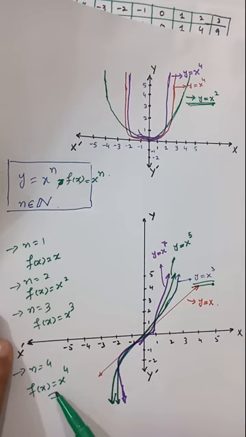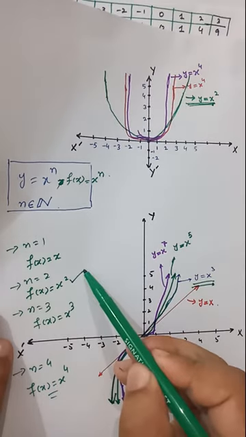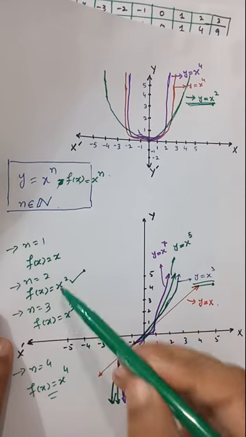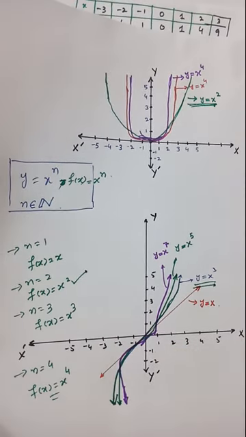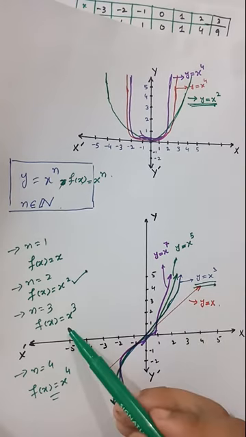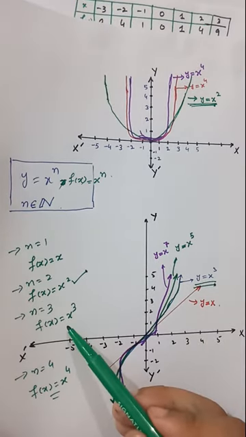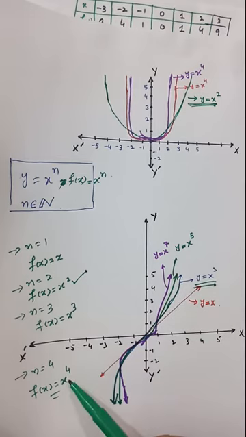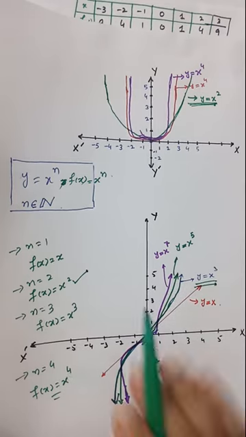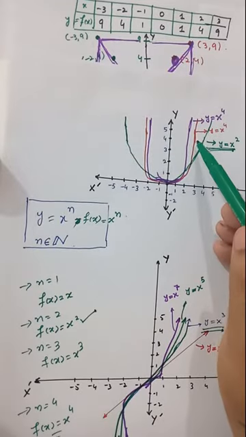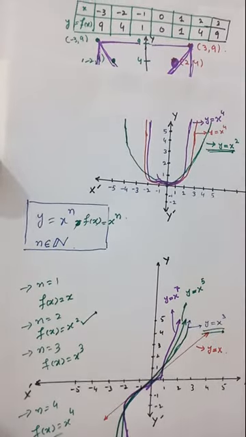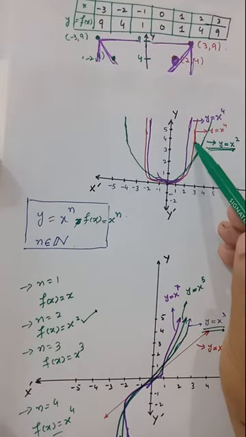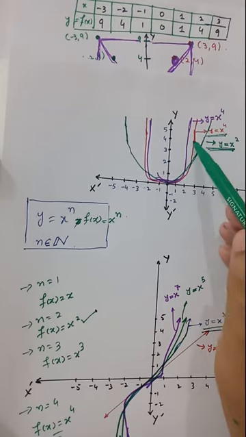So the shape of this will be the same as the shape of f(x) = x^2. That means when n is even and greater than or equal to 2, all the graphs have the same shape, and that is a U shape. And when n is odd and greater than or equal to 3, all the graphs have the same shape. But when n is increasing and n is even, the branches of the graphs shrink towards the y-axis. You see that this is the graph of y = x^4.